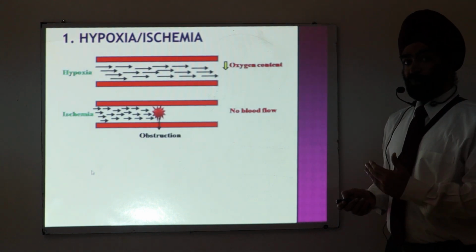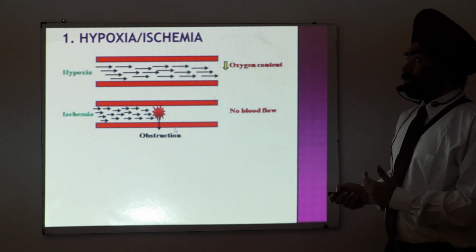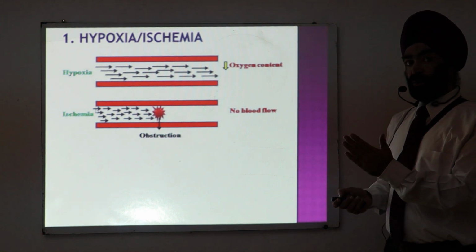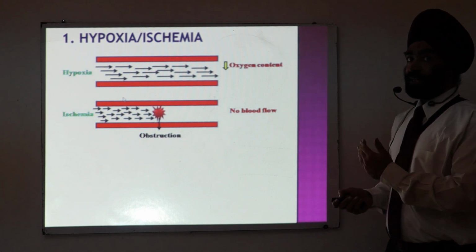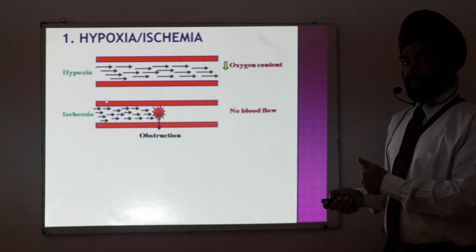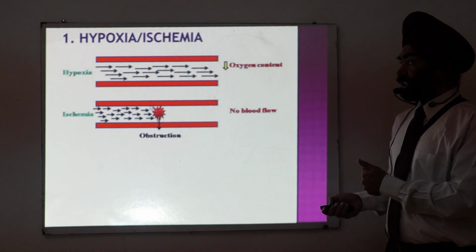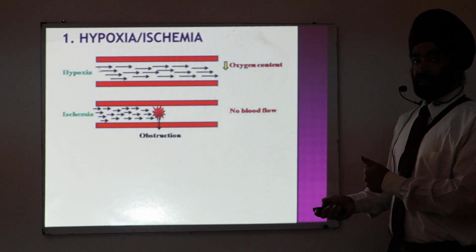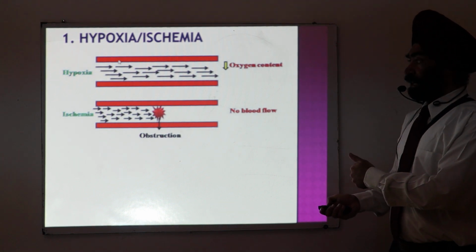Now with the help of a diagram I am showing the first case. You can see hypoxia: the blood flow is normal but the oxygen content is reduced. Now see the second condition. In this condition, ischemia, there is some obstruction, and because of this obstruction blood flow is not there. So this is called ischemia.